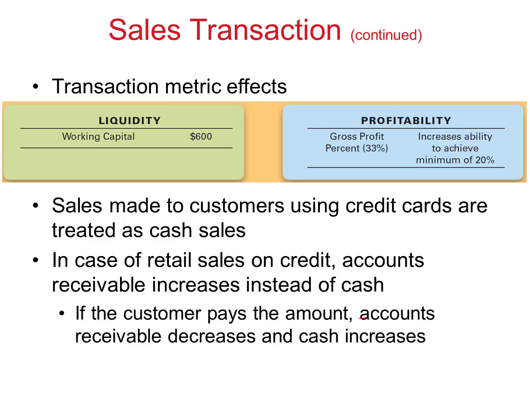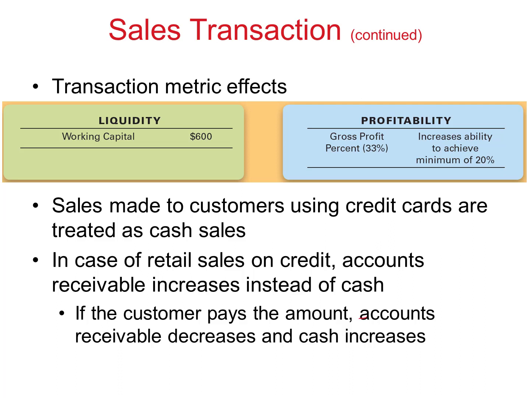Let's look at this transaction from the perspective of how it affects our liquidity and profitability. There is an increase in working capital of $600. Working capital represents current assets minus current liabilities. This transaction increased cash by $1,800 and decreased inventory by $1,200. The net effect is $600, and this represents $600 as an increase in working capital.